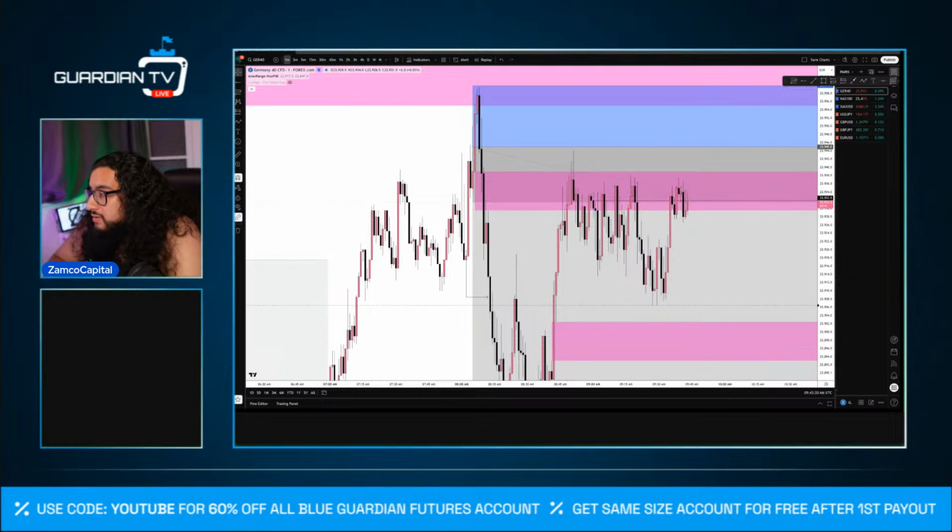Futures you can scale in, yeah. One interesting thing is how price is respecting that level you marked out. Yeah, it's a valid level. There's a reason why price comes to inefficiencies.